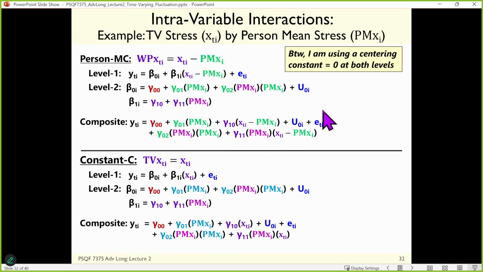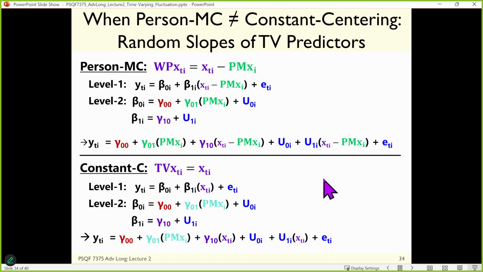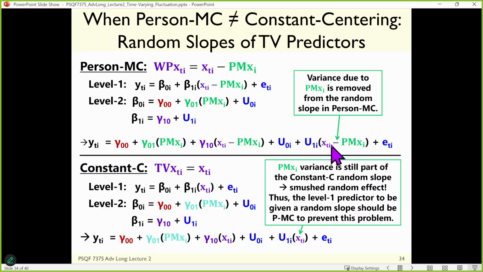All right, yeah, so algebra, more algebra, it works out to be the same. Here's where it's not the same: random slopes. So backing off the interaction terms for a moment just to make the point.